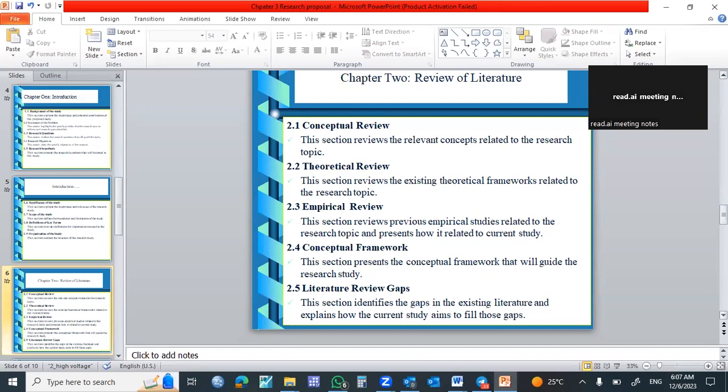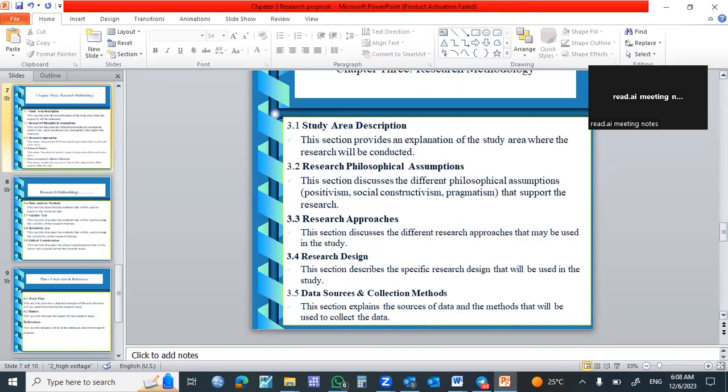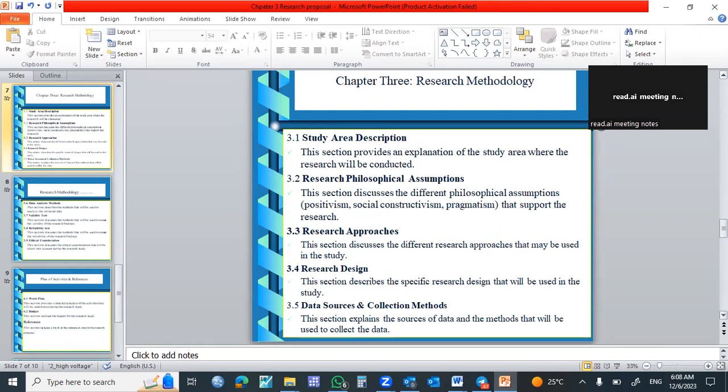Finally, we'll have the literature review gaps for our research. The literature gap will tell us the lack of research in specific areas, and we have to discuss how our research topic, or how our research project, will fill those gaps. Next, we will incorporate the third chapter, which is a very important part of our study: the research methodology.